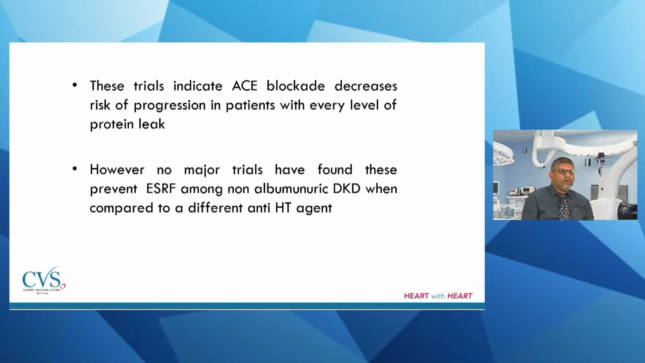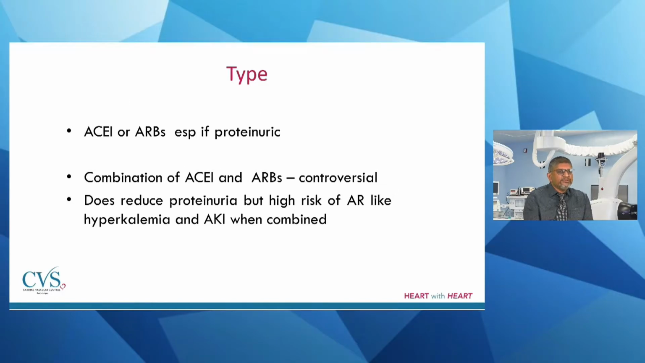However, till now, among the non-albuminuric diabetic kidney disease, we do not have major trials that have shown that an ACE inhibitor or ARB is going to make an extra difference compared to the standard hypertensive drugs in those who have no protein leakage, which is now being recognized as an important subgroup. Though we will still use ACE and ARBs anyway. So basically, ACE and ARBs remain our first choice.